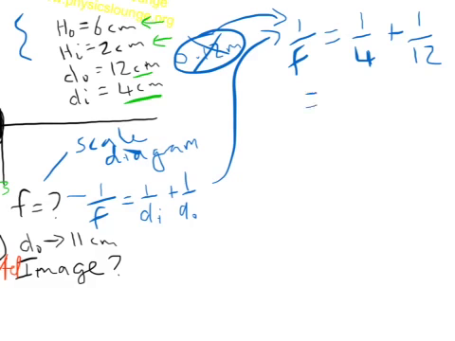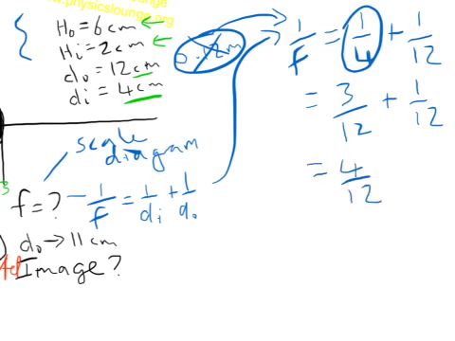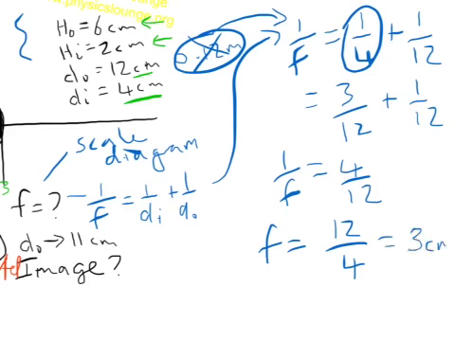So we need to find a common denominator. 4 times 3 gives us 12, so we can multiply this term by 3 over 3, which will give us 3 over 12 plus 1 over 12. So that gives us a nice common denominator, and we can add them up to get 4 over 12. And that means, because this is 1 over the focal length, our focal length will be 12 over 4. We've inversed both sides. 1 over f equals 4 over 12, so f over 1, which is just f, equals 12 over 4, which is 3 centimeters. So that's our focal length.